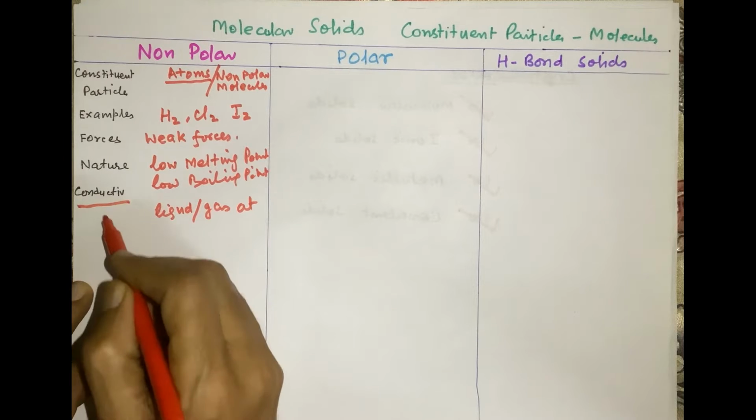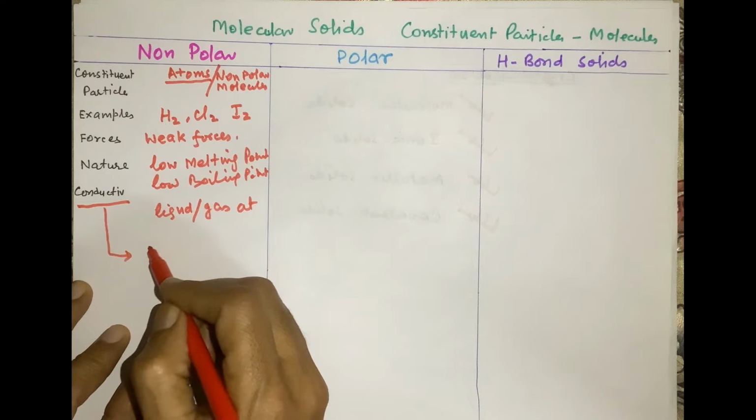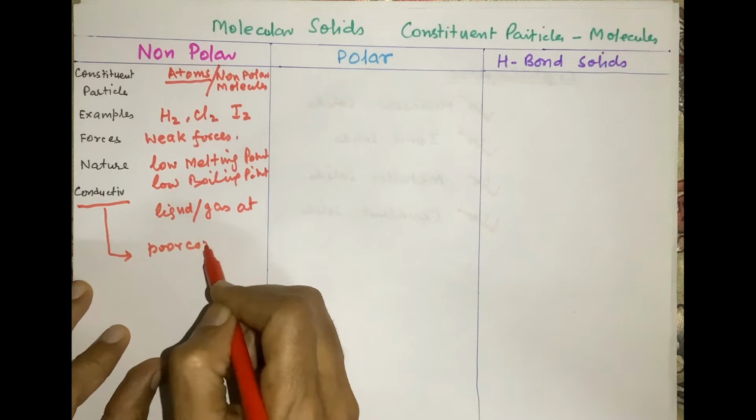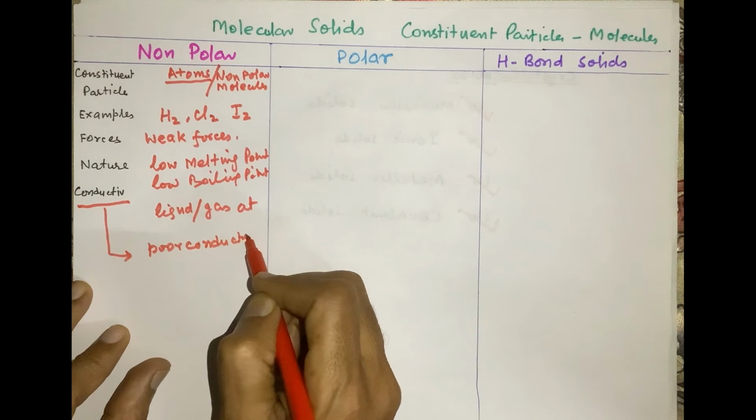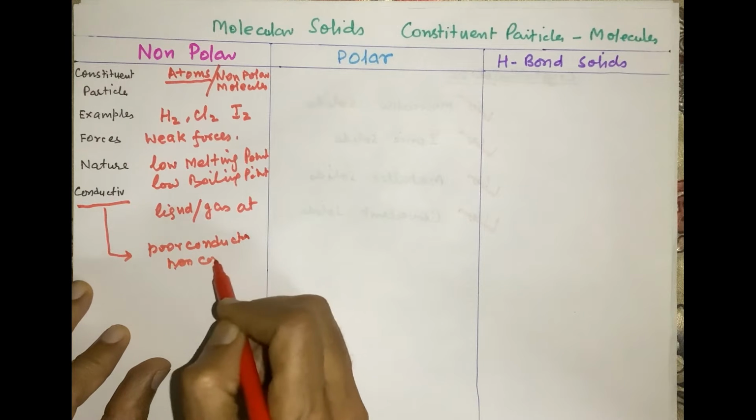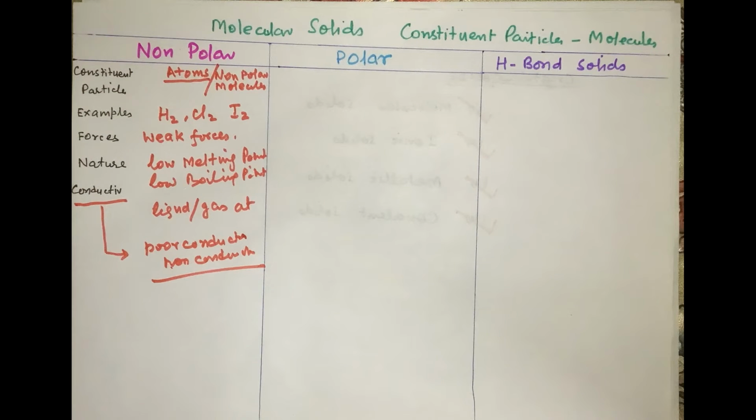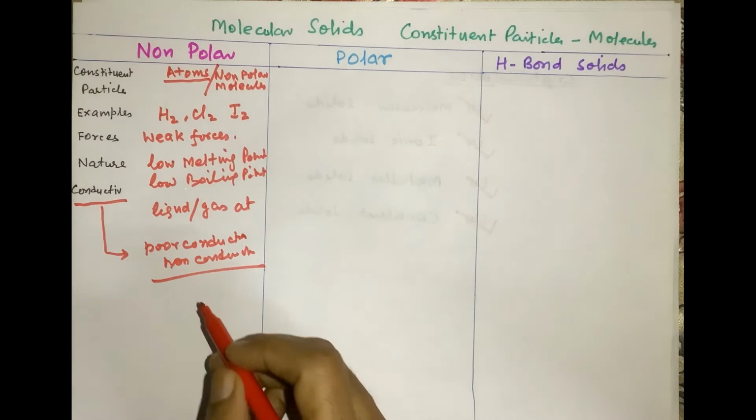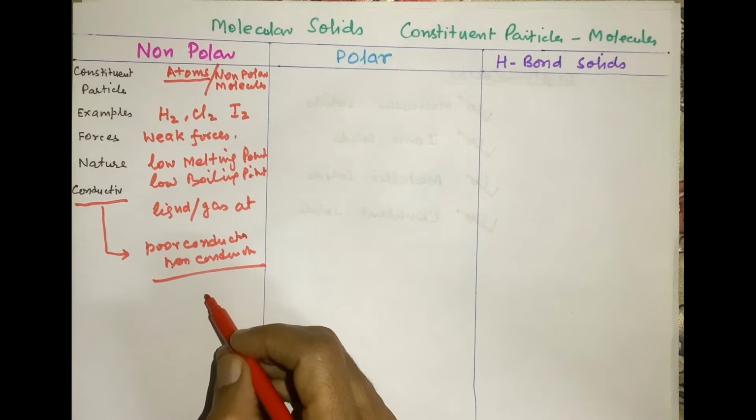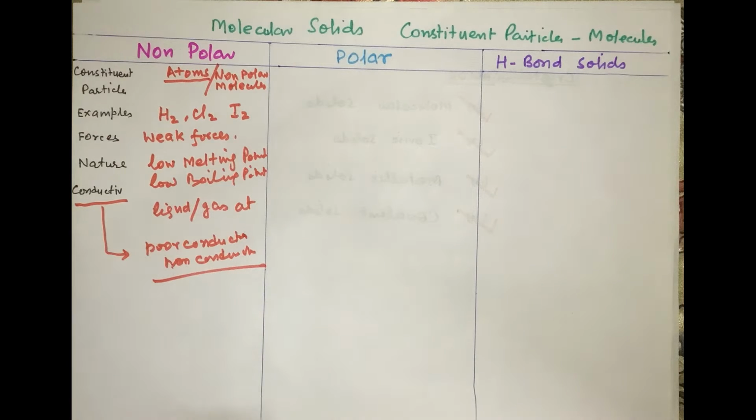And if we see conductivity, they are poor conductors or non-conductors, because there are no free electrons and no movable charges in these type of non-polar solids. Hence they are poor conductors or non-conductors of electricity and heat. So this is non-polar. Now we come on to polar solids.